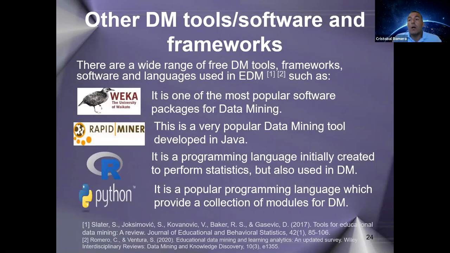The first one, currently today, there are other popular software tools. For example, Weka is one of the more popular software, and very user-friendly. Also, users want to use RapidMiner. It's also very popular, and it's also developed in Java. But currently, there are a lot of developers and data miners who want to use a language. For example, R. R is a programming language which was initially created to perform statistics, but has a bigger library used for data mining. And also, of course, Python.